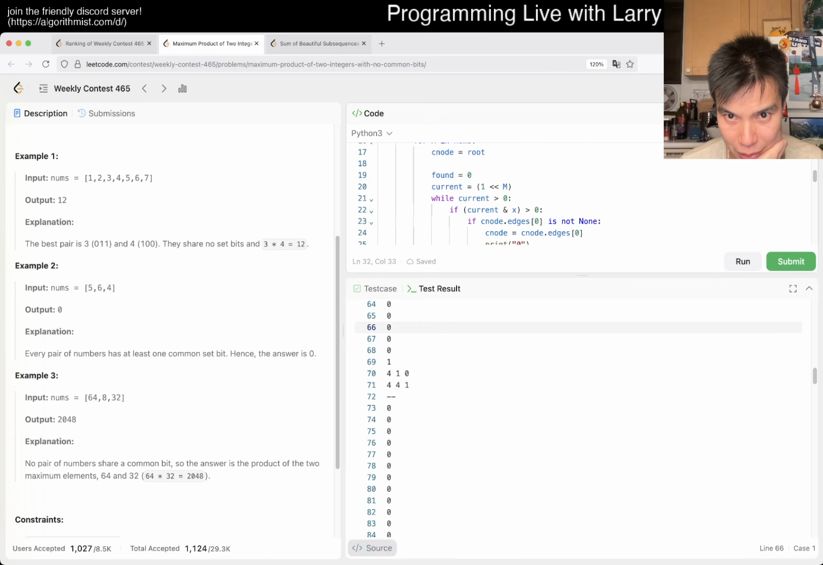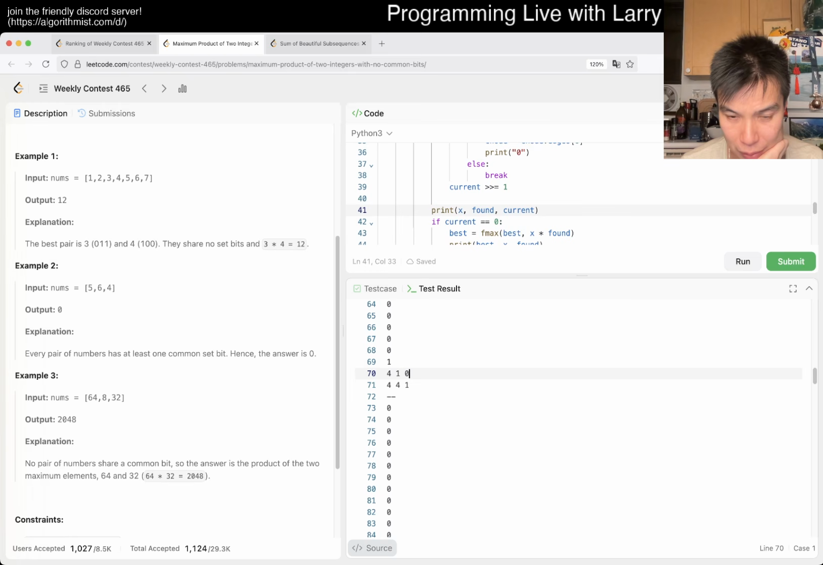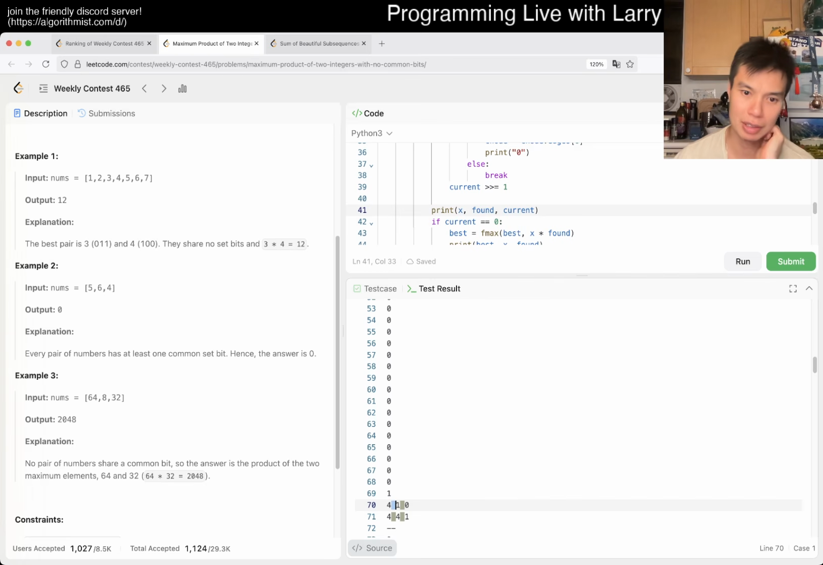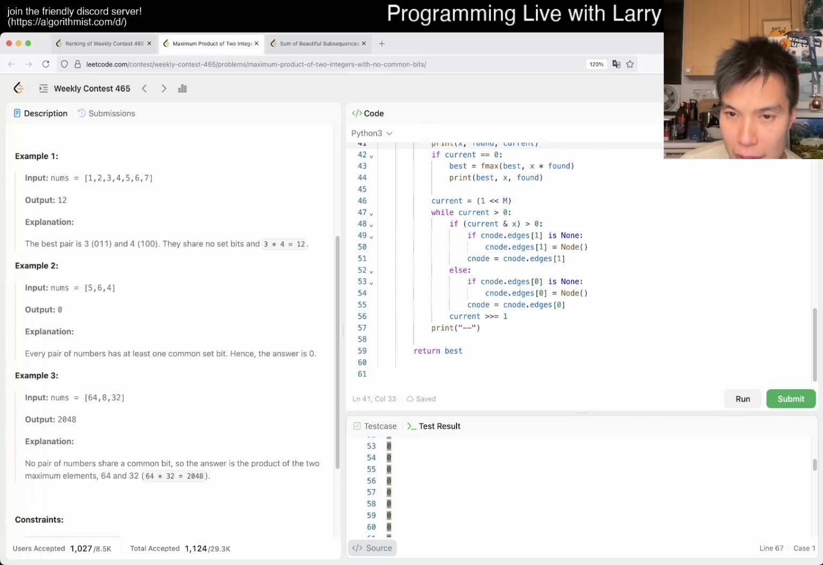Current is 0 for this, right? Current is 0, but found is 1. You should try to find the 3. Why is this not a... Did I not create it correctly?